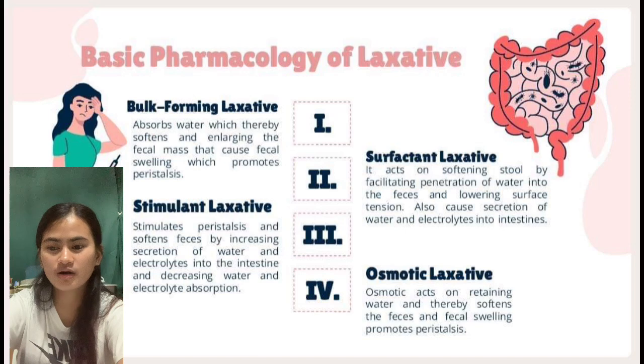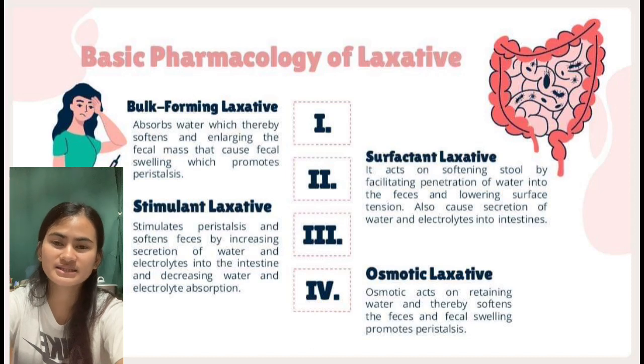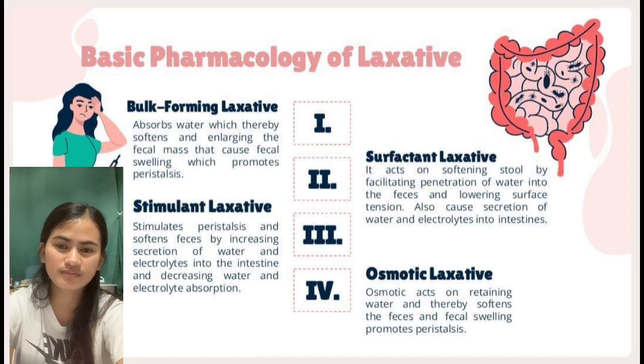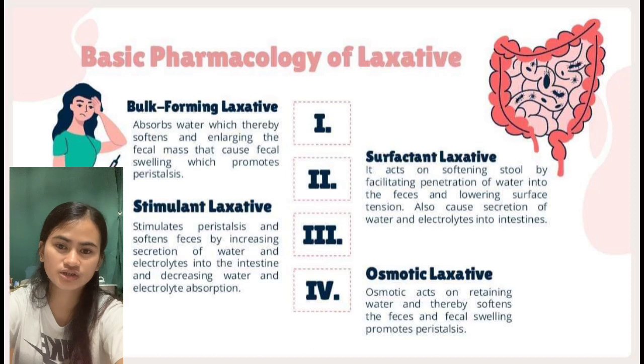The basic pharmacology of laxatives. So first, the bulk-forming laxative. It absorbs water, which thereby softens and enlarges the fecal mass, causing fecal swelling, which promotes peristalsis. So, peristalsis is the involuntary movement that occurs in our digestive system. It is a series of wave-like muscle contractions that move food through our digestive tract.